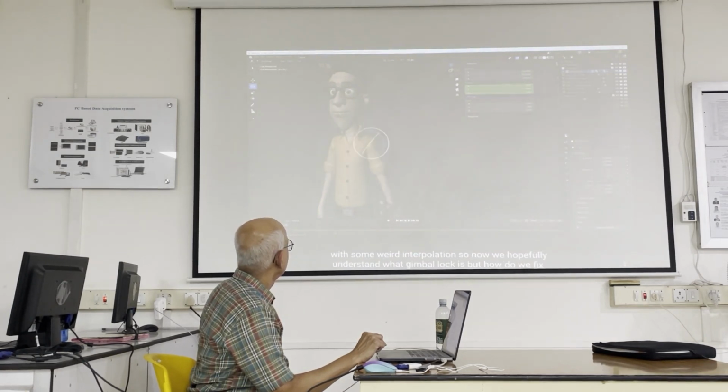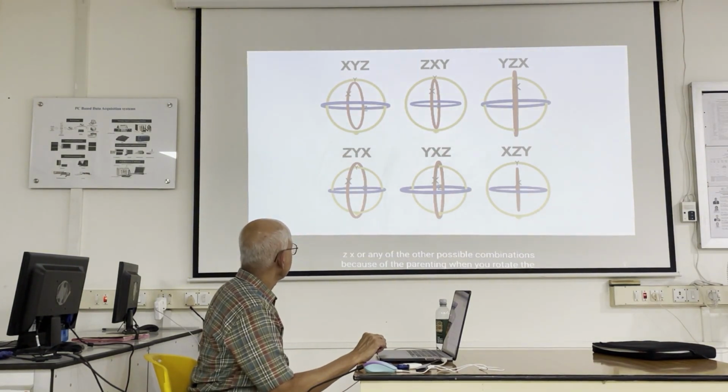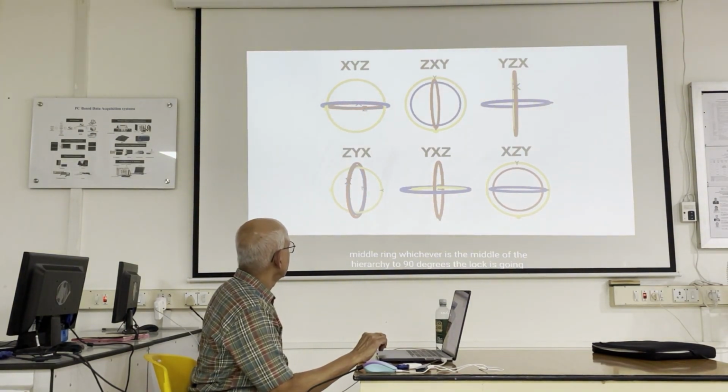So now we hopefully understand what gimbal lock is, but how do we fix it? Or even better, avoid it? Because prevention is better than cure. Well, gimbal lock occurs in any Euler rotation system, no matter what the parenting hierarchy is, whether it's X, Y, Z, Z, X, Y, Y, Z, X, or any of the other possible combinations. Because of the parenting, when you rotate the middle ring, whichever is the middle of the hierarchy, to 90 degrees, the lock is going to happen.